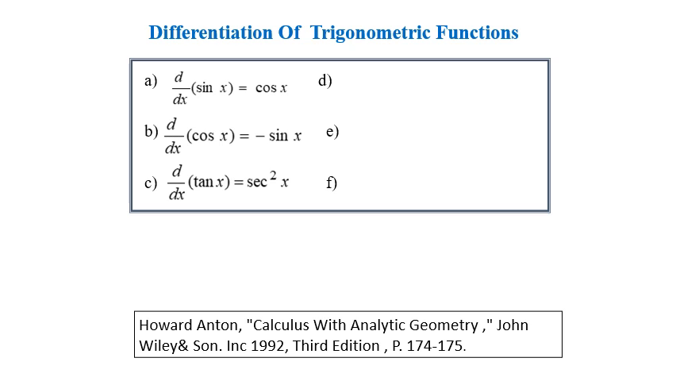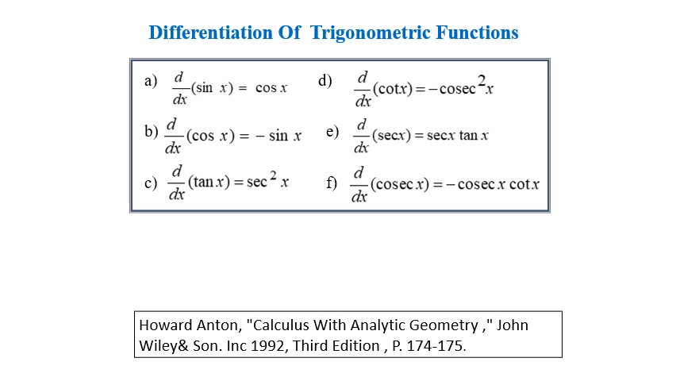Right, next tangent. So differentiate tangent will get secant squared. And then fourth, differentiate cotangent will get negative cosecant squared. Fifth, differentiate secant will get secant times tangent. Then lastly, differentiate cosecant will get negative cosecant and cotangent. So remember, among these, there are three terms that will have a negative, right?